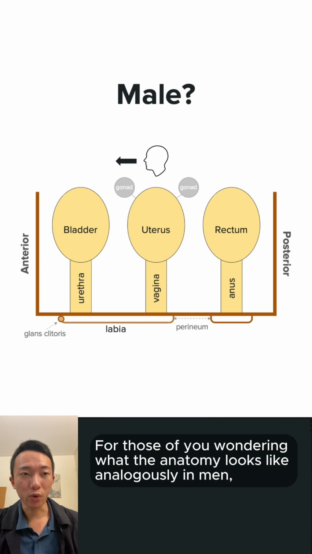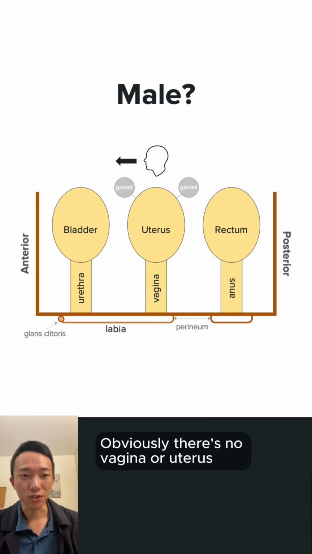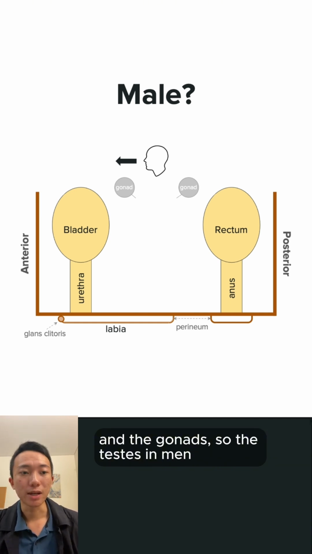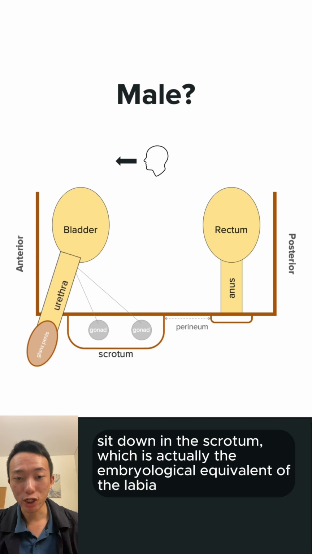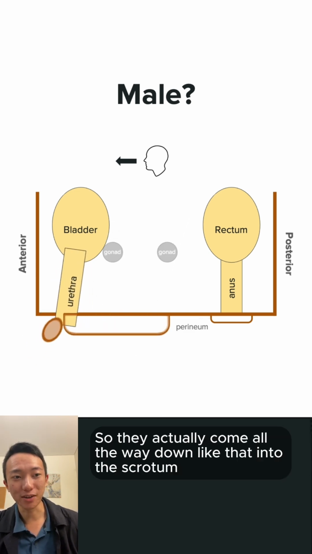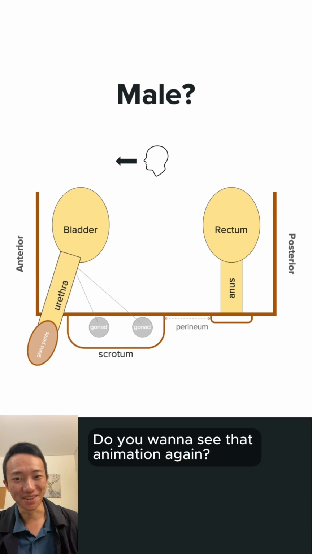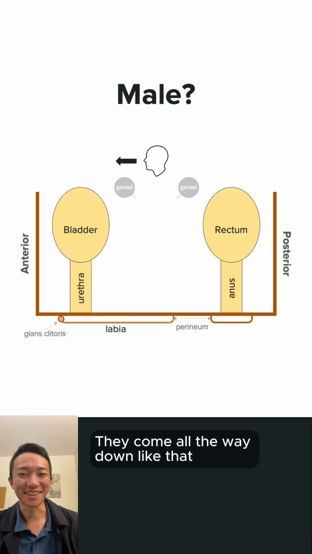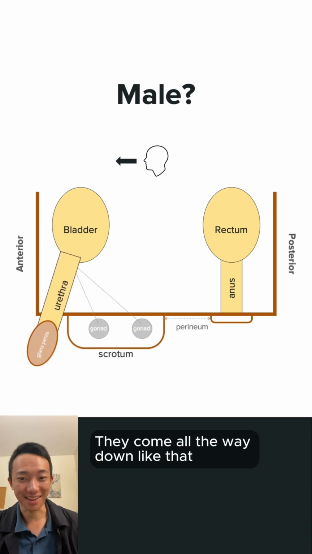And for those of you wondering what the anatomy looks like analogously in men, I will show you. So obviously there's no vagina or uterus, and the gonads, the testes in men, sit down in the scrotum, which is actually the embryological equivalent of the labia. So they actually come all the way down like that into the scrotum. Do you want to see that animation again? They come all the way down like that.